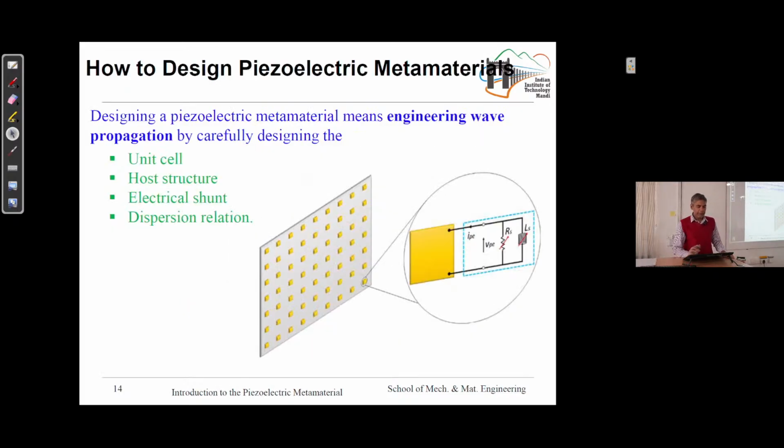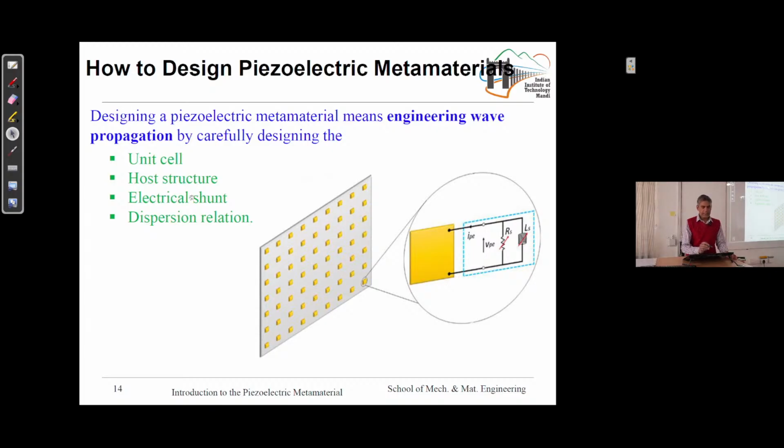Now, how to design a piezoelectric metamaterial? You can see the components of piezoelectric metamaterials: we have the unit cell, right? We have the host structure, the so-called matrix, right? And then we have the electrical shunt. Then we have the dispersion relation, and I will let you know what those are. So these three things: first, unit cell, host structure, and electrical shunt.